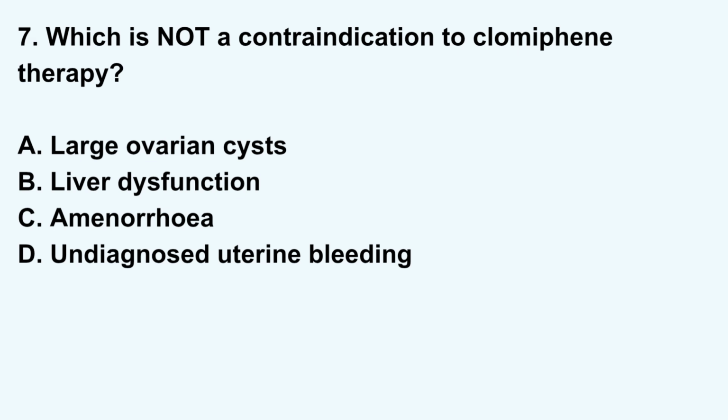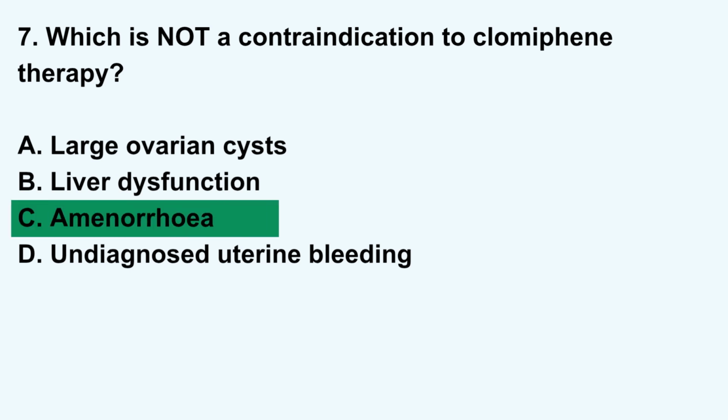Which is not a contraindication to clomiphene therapy? A. Large ovarian cysts. B. Liver dysfunction. C. Amenorrhea. D. Undiagnosed uterine bleeding. Correct answer, C.